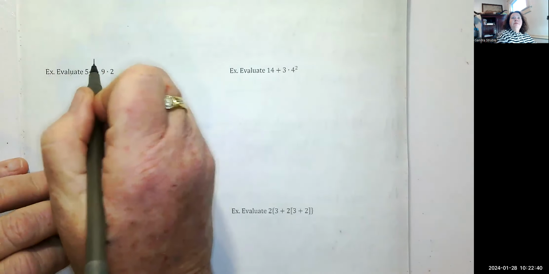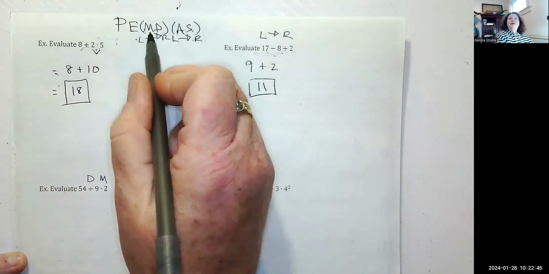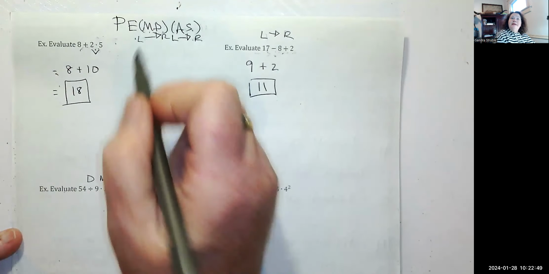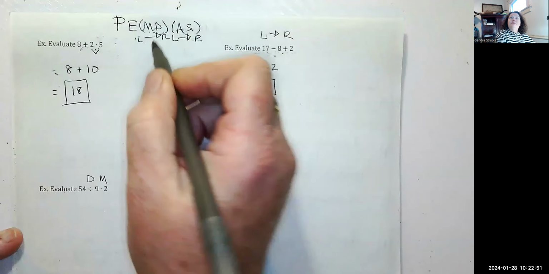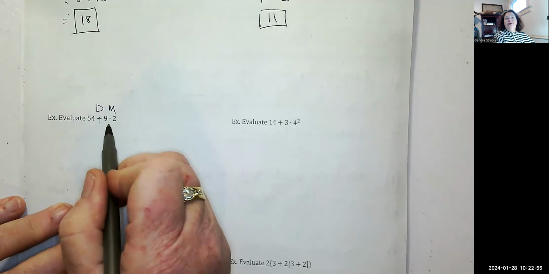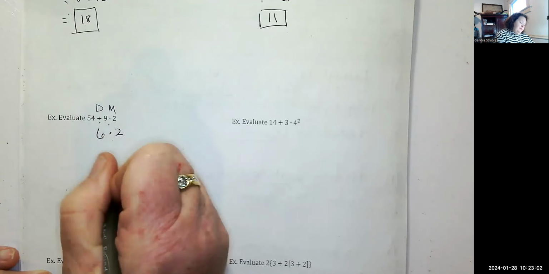We've got division and we've got multiplication here. So up here, multiplication comes before division in PEMDAS. But again, who comes first in the expression from left to right? Well, division comes first in the expression before multiplication. So we're going to do that. 54 divided by 9 is 6. Times 2 is 12.